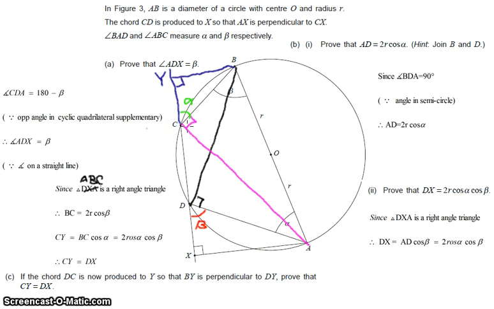Alright, so with this we can find CY, where CY is equal to BC cosine alpha. Right, BC cosine alpha, but we know BC is equal to 2R cosine beta. Hence, we obtain CY equal to 2R cosine alpha cosine beta, which is equal to DX. Done.